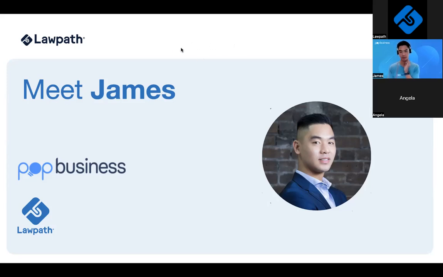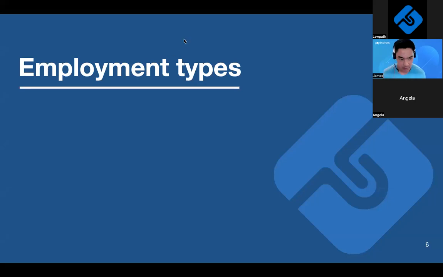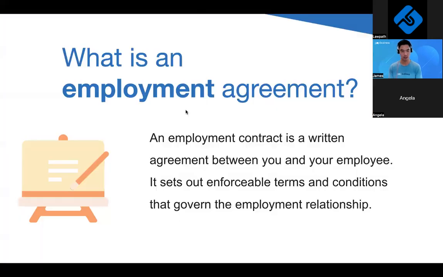Just moving on, Ryan. I'm going to go through quickly the different employment types. When we say employment types, we're talking about hiring an employee. There are 3 different employment types, and each of those employment types will require an employment agreement put in place between yourself as a business owner and the employee.